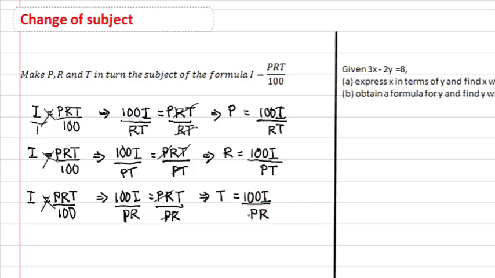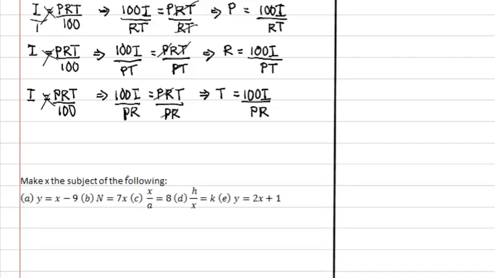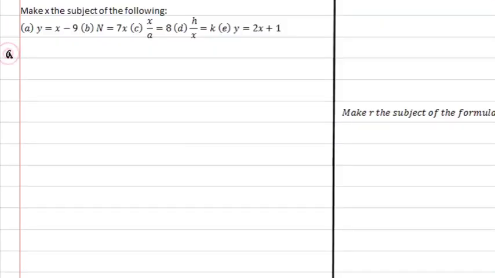So that's it. Let's see another problem now. Make X the subject of the formula for A, B, C, D. Now for the A part, we have Y is equal to X minus 9, and we need this X to be the subject of the formula instead of this Y that is here.